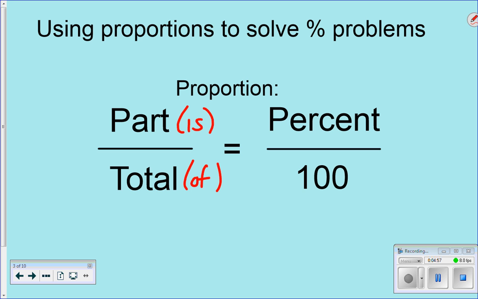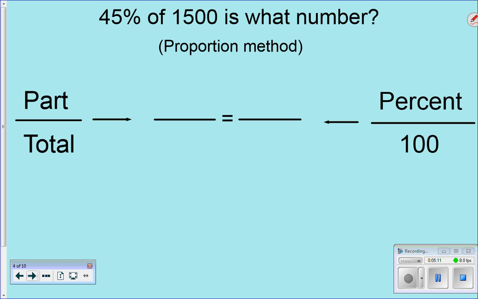All right, so the biggest thing here is the thing that always stays in this proportion is 100. 100 is always there no matter what. It never changes. Okay? So let's talk about how we're going to use this today. This is a type of problem you're going to see. 45% of 1500 is what number?